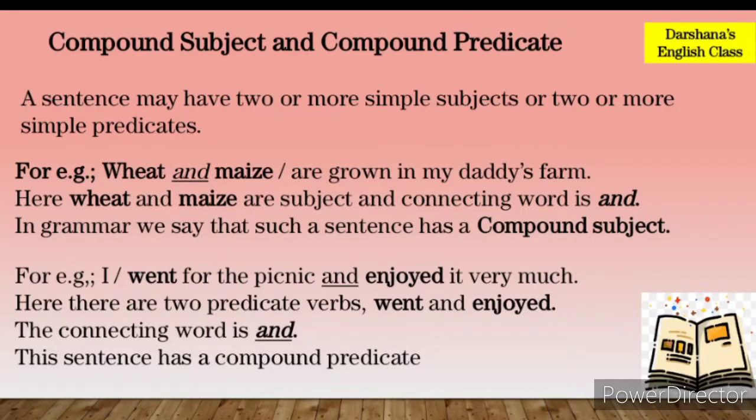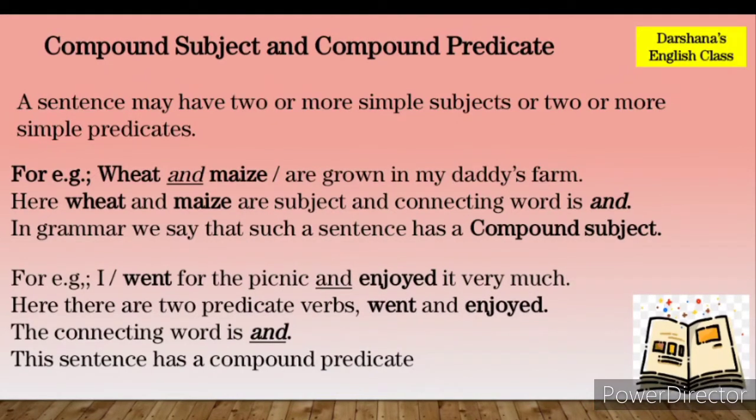Okay, so the first example, wheat and maize are grown in my daddy's farm. We all know the predicate always starts with a verb. Yes, and you can see here in the subject there are two subjects, wheat and maize. The word that is connecting wheat and maize is and. So in grammar we say that such a sentence has a compound subject, which has more than one noun, pronoun.